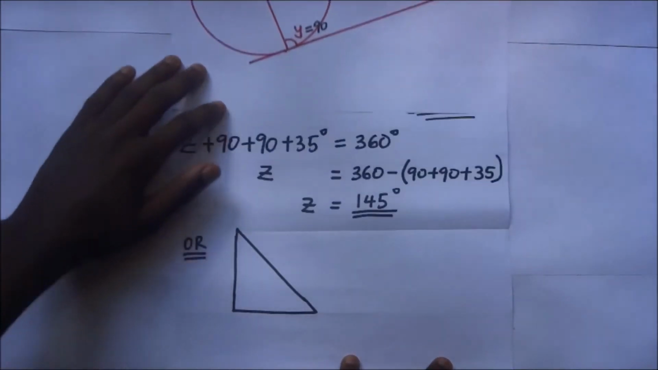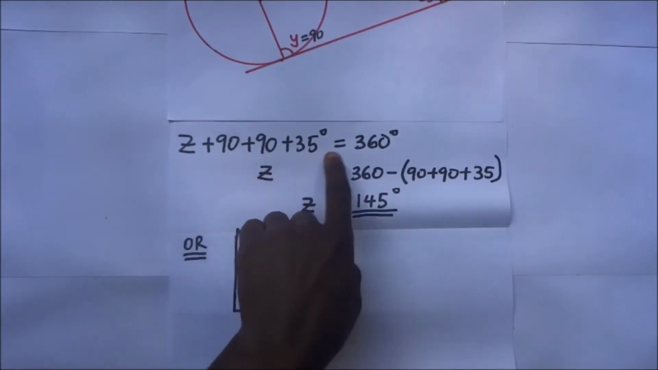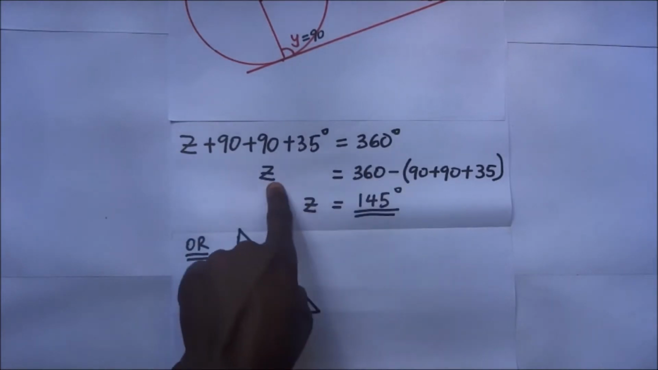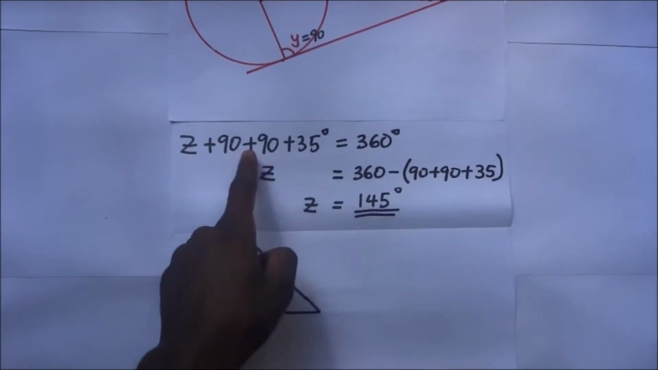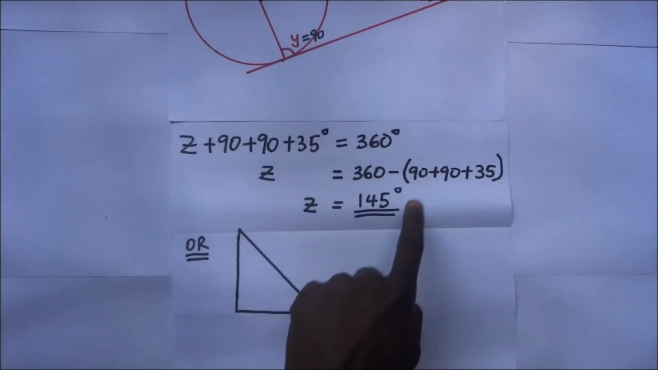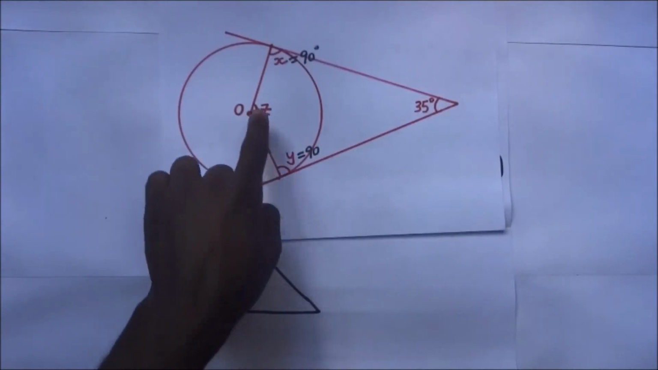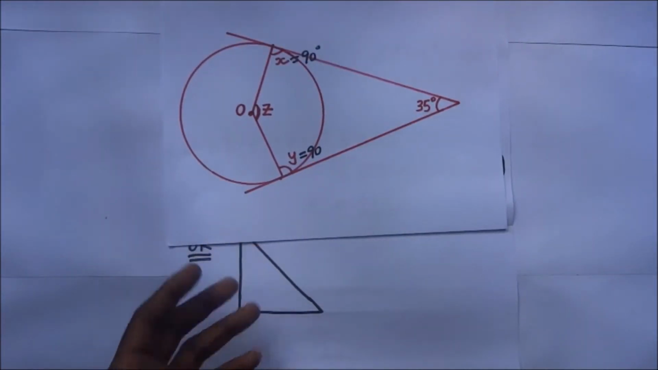360 degrees. So that's our working: z plus 90 plus 90 plus 35 is equal to 360 degrees. We make z the subject of the formula. It becomes 360 minus the rest of all this, which comes to that side. And we get our value of z as 145 degrees.